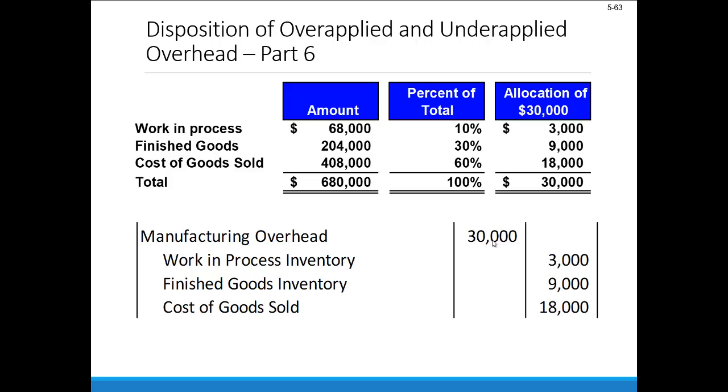Now the entry to dispose of the over-applied overhead would look fairly similar to our first, more simple version. We'd still have the same debit to overhead of 30,000. I still need to get that account to zero no matter what. But now I'm crediting work in process for 3,000, finished goods for 9,000, and cost of goods sold for 18,000, rather than cost of goods sold for the total entirely. Okay, so there's our second method. Again, you are going to see both, or potentially would see both, I should say, in practice. The simpler method sometimes works perfectly fine for firms.